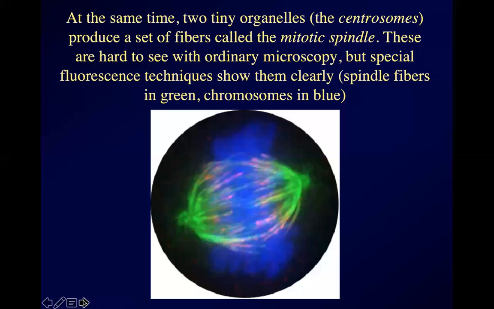In green, what you have is a couple of tiny organelles called centrosomes that start spinning a set of fibers called the mitotic spindle. And these things that look like green bunches of hair extending towards each other, or green octopus or something like that, that's the mitotic spindle. This is not easy to see with ordinary microscopy. As you'll see, you can make it out just a little bit, but it's much more clear if you use fluorescence microscopy.